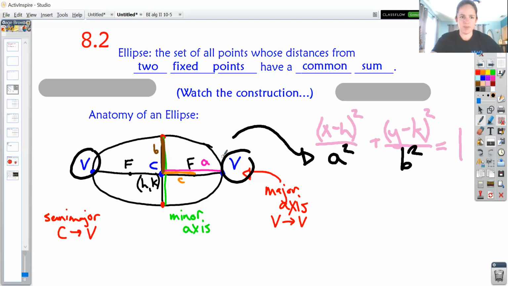If you look in the textbook, they have 4 different equations, I believe. They have an equation for a vertical and a horizontal ellipse centered at 0, 0, and then a vertical and horizontal ellipse centered elsewhere. I just want to make it a simplified equation, so just remember that whatever number is underneath is the square of that component, so however far you're going in the x direction or the y direction, respectively. Let's do some examples.